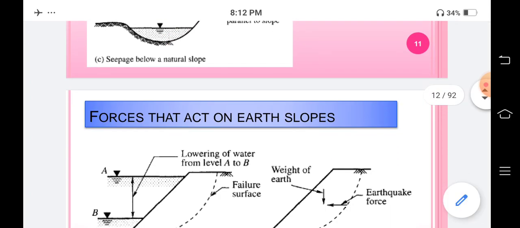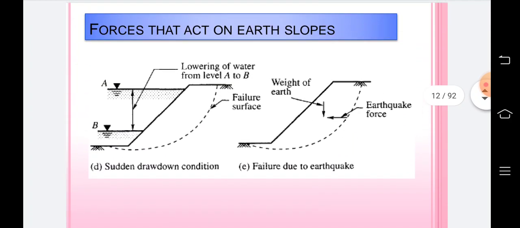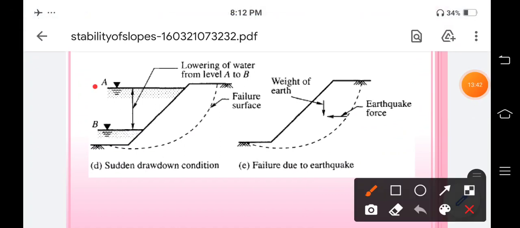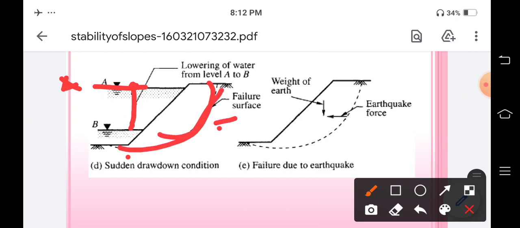Okay, so next one is called the sudden drawdown condition, or we can also call it the lowering of the water table. Let us take that initially the water table is at point A, and due to some seasonal changes, or humidity changes, or temperature changes, the water level will fall from point A to point B. Due to this falling of the water level from A to B, the slope will slip. Okay, this is our failure surface.